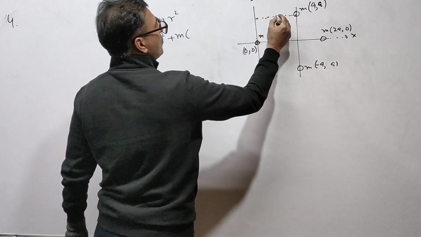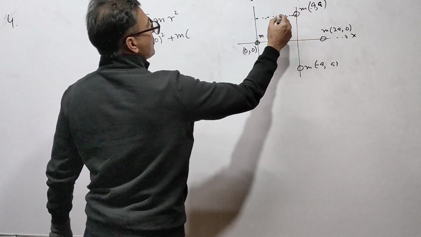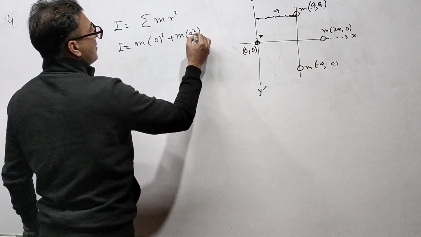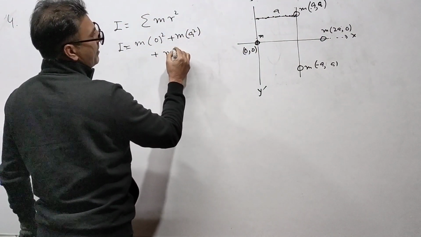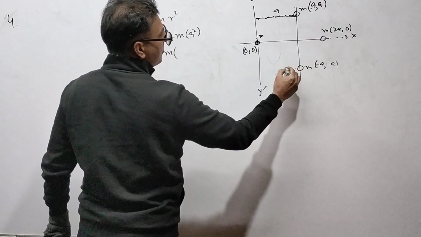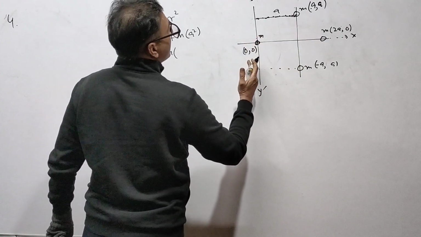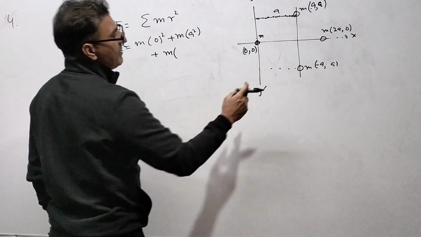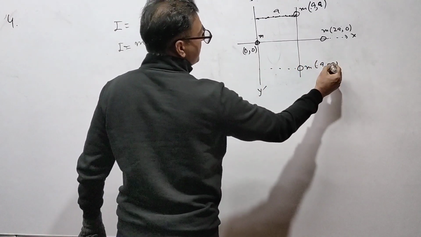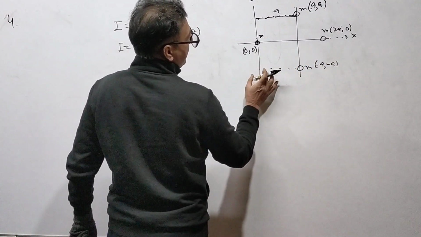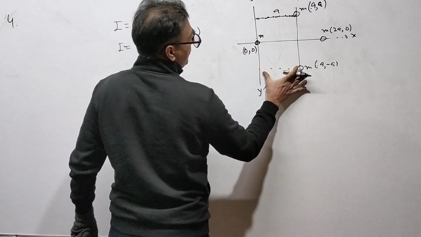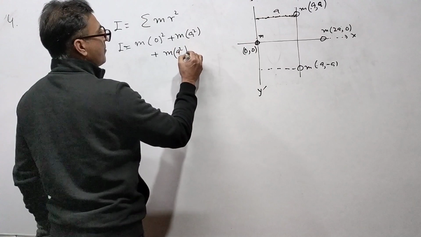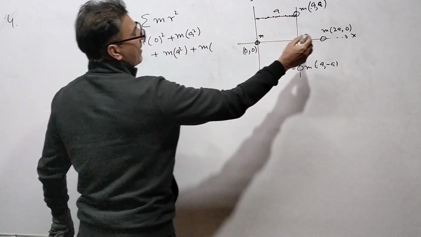ये y axis से कितना दूर है? That is x coordinate a. तो ये दूरी ये a है. ठीक? तो a square plus m. This one. How much away is it from the y axis? Again, it must be plus a, it must be minus a. ये x axis, y axis से a दूर है. A, this one. So it's again a square plus m, ये वाला.